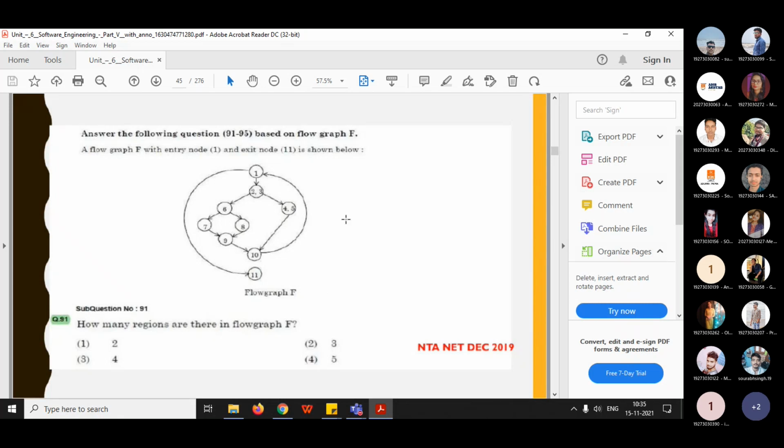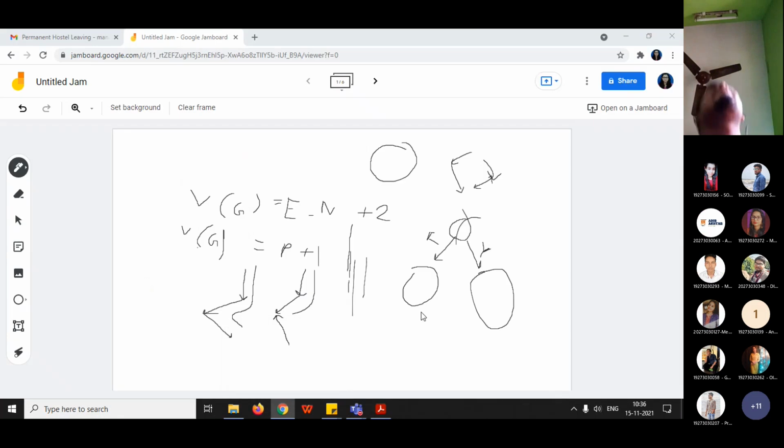And if anyone gets confused, you can apply the formula, that is number of predicate nodes plus 1. So how many predicate nodes are there here? This is the simple way. Two outgoing arrows are there, so this node 2, 3 is one predicate node. Another predicate node is this 6, where more than one outgoing arrow is present. The third one is 1. So the total number of predicate nodes is 3.